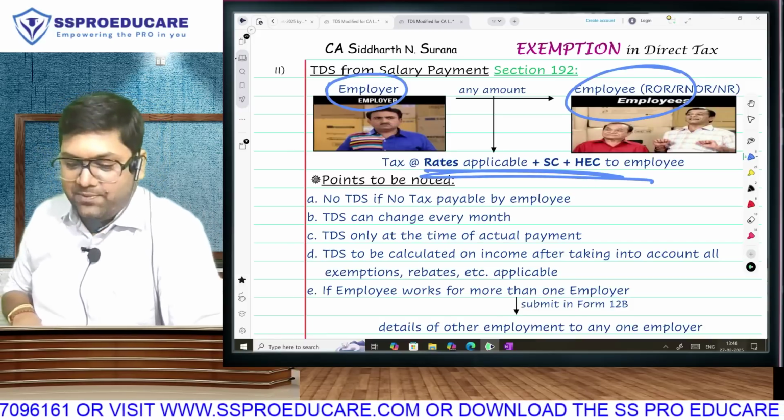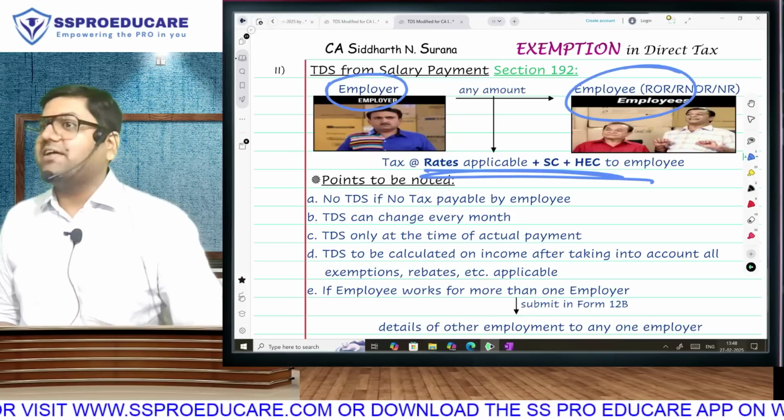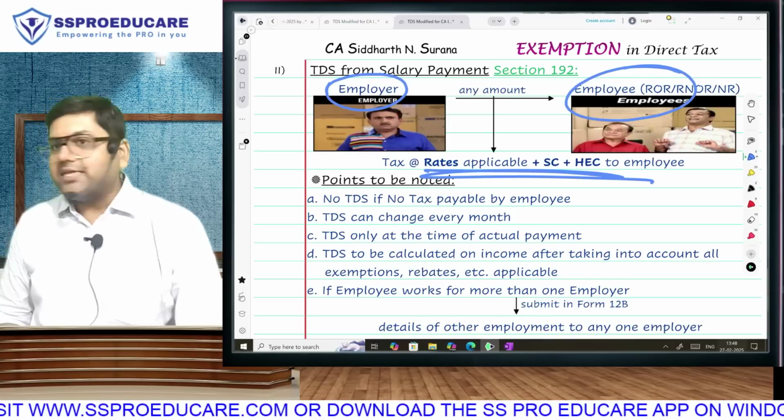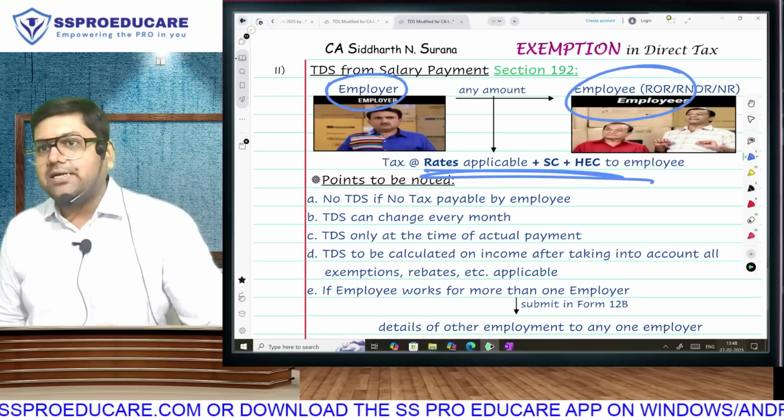During the year, salary can change. I'll come to that. But before that, let us discuss the other points. Is there any rate given in this section like other sections? No, there is no rate. You have to deduct full tax at applicable rates.